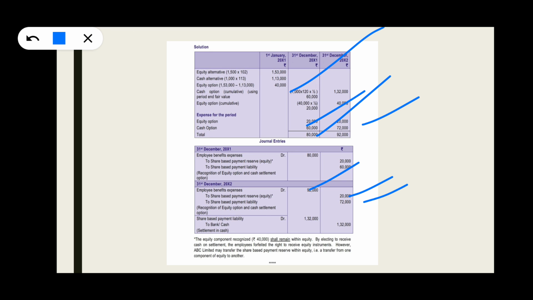So we are going to transfer this SBP liability account debit to equity share capital account, as employees have exercised the option. So SBP liability account debit, to equity, to bank cash 1,32,000 will be recognized. And you may have a doubt about what will be done with this 40,000. This 40,000 will be transferred to general reserve.